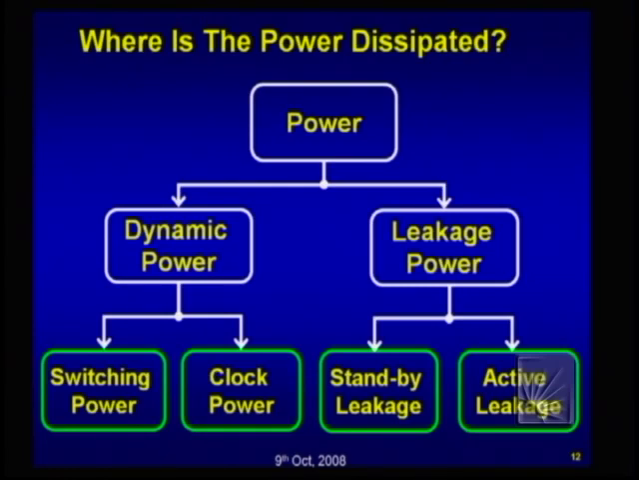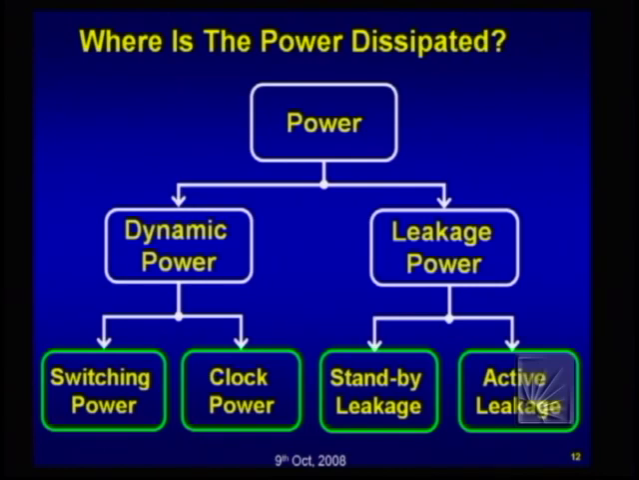Now, let us look into where the power is coming from. There are two components of power. One is the switching power or dynamic power, the other is called leakage power. And the leakage, as the name indicates, is the power when the transistors are not doing any useful operation.